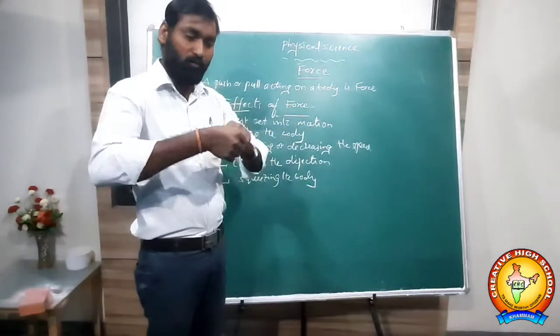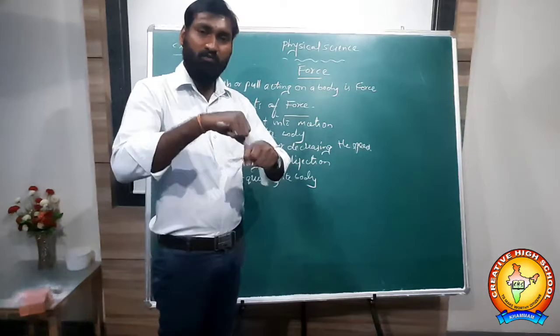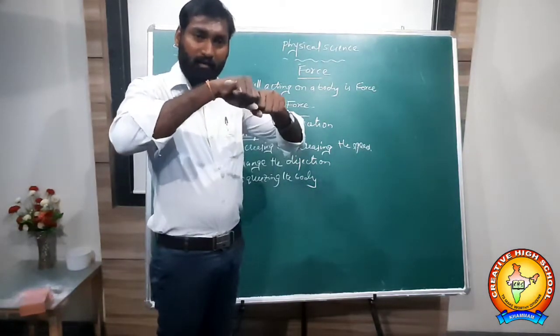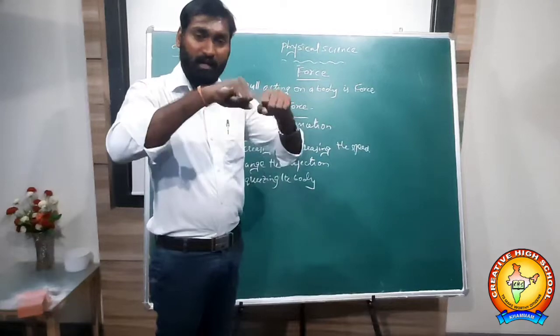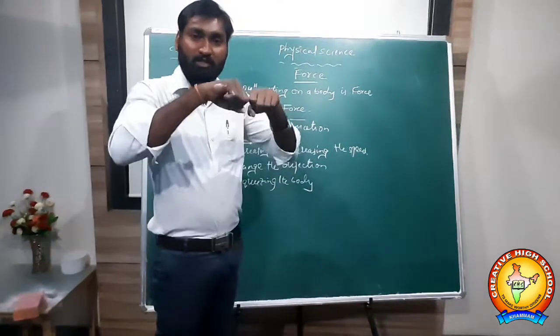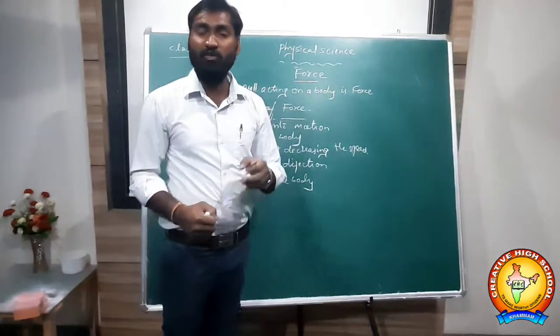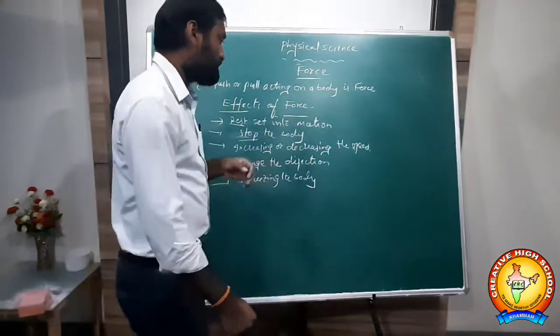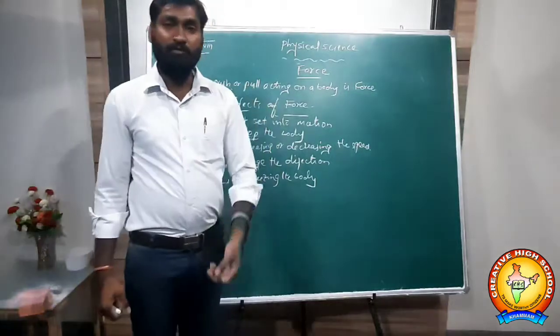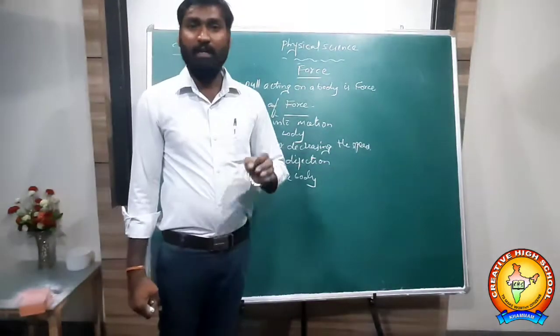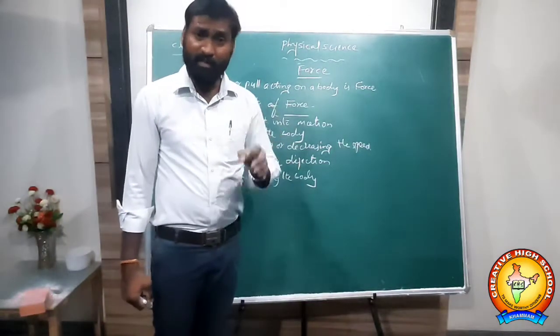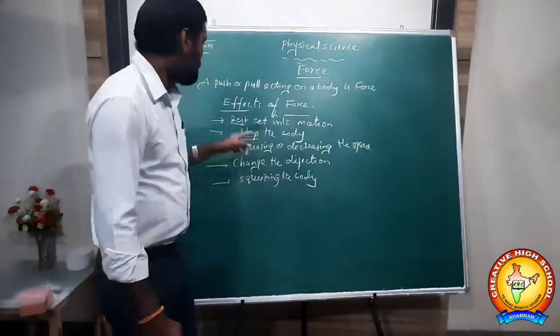Okay, that is squeezing the body. Squeeze means we apply force. Squeezing or bending. So an iron wire will be there. You can apply force on it. It will be bending, squeezing. Change the shape, size. Everything will be happening due to applying force. So this is about the effects of force.